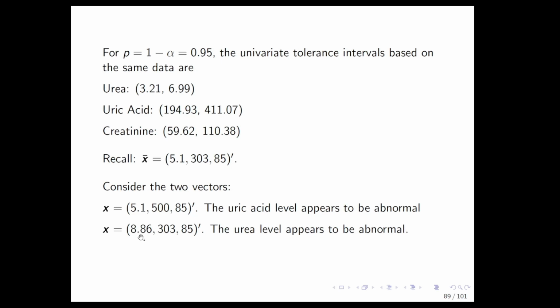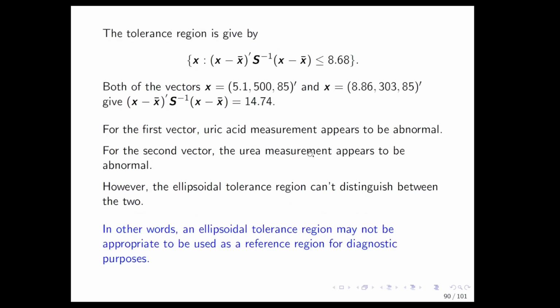In fact, the 8.86 is way beyond the upper tolerance limit for the urea. So I have two vectors. In the first one, only the uric acid level appears to be abnormal. The other two are okay. In the second vector, the first component, the urea, appears to be abnormal. However, they both produce the value 14.74 for this quadratic form, x minus x bar transpose S inverse x minus x bar, which means both these vectors are outside the tolerance region. Both of them are outside the tolerance region because it simplifies to 14.74, beyond the factor 8.68.